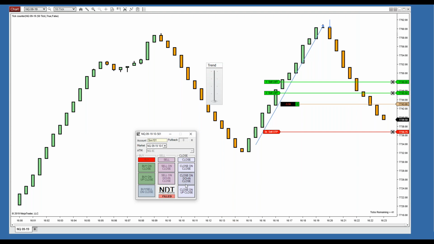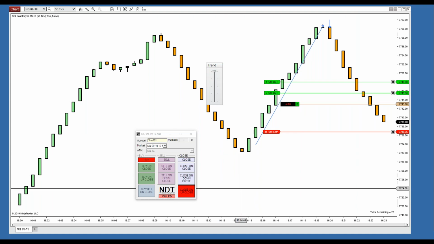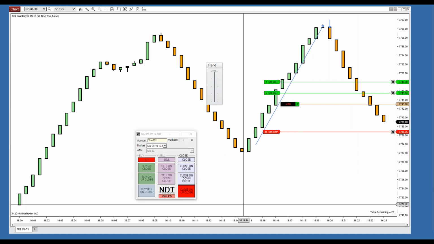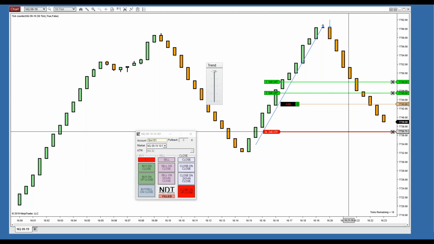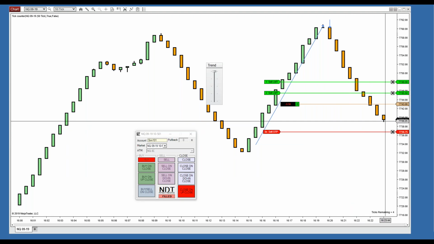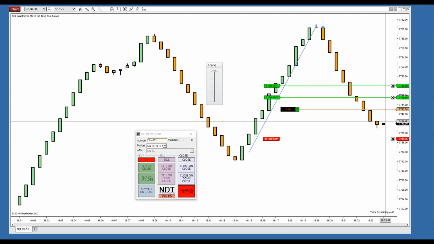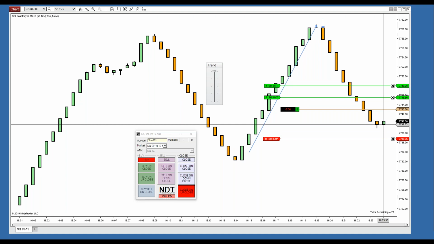Now we're going to close on an up close. There's our stop. Now that's our full loser if we let it go all the way here. So the first thing that we do is we just set to close on an up close. And the first up candle is going to take us out of the trade. And it's a great way to trail a trade.